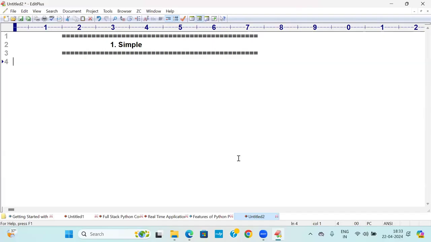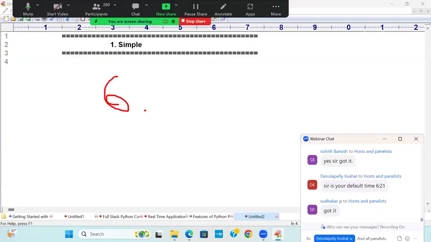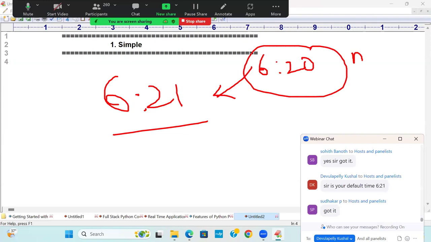Now, my dear student Kushal, sir, your default time is 6:21. No, my dear student, my default time is 6:20. Whether you are observing or not, I always start my session at 6:20 when the new batch starts. Actually, I am very punctual about the class. Whether you are observing or not, sharp 6:20 I have been starting from day one onwards.